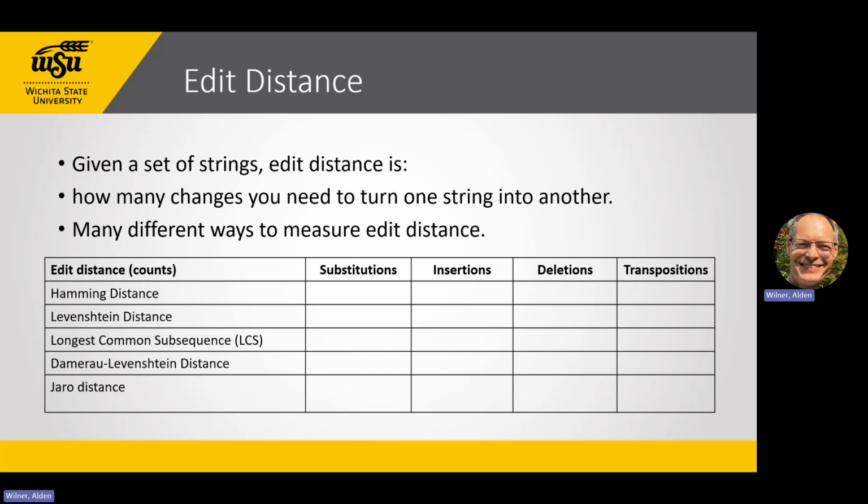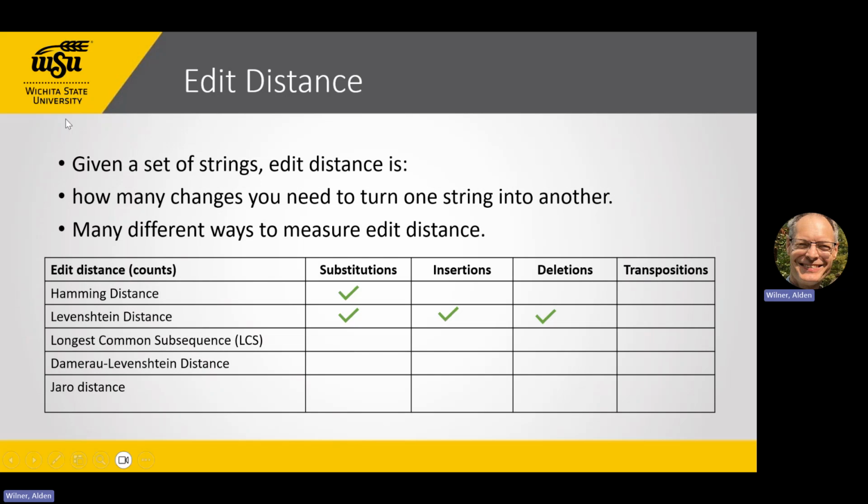Another edit distance is called Levenshtein distance. Another distance is called longest common sequence, or LCS. There's also the Damerau-Levenshtein distance and the Jaro distance. And each of these measures different things. Hamming distance, developed by Hamming, only counts substitutions, right? Levenshtein distance measures substitutions plus insertions and deletions.